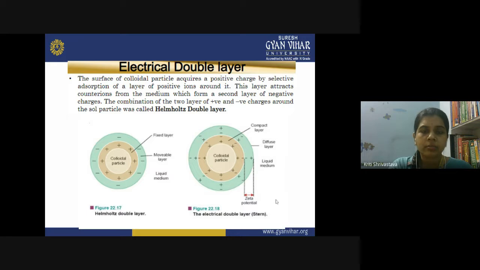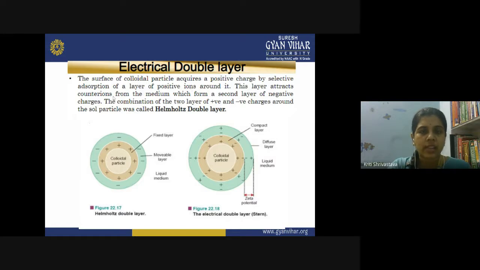So the surface of the colloid particle acquires a positive charge by selective adsorption of a layer of positive ions around it. So here the example that I have taken is a positively charged colloid, right? But we also have negatively charged colloids. So in that case, what will happen? This first layer of charge will be of negatively charged ions, and over them we have a positive charge, and over that we will have a negative charge, and again we will have a positive charge. So in this case, we are taking only the positively charged colloid. So we are considering that there is the adsorption of the positive ions.